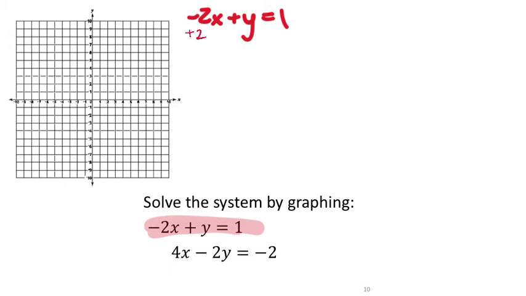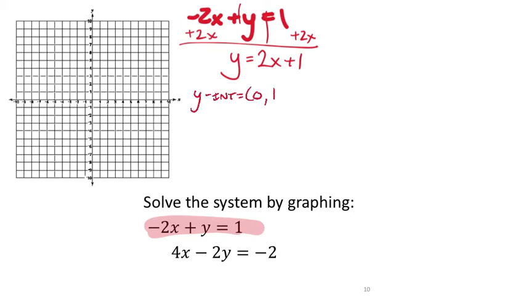Okay, but right here I'm going to add 2x to both sides. And that's going to do it for us because the y already has a phantom 1 there. So y equals 2x plus 1. It's not too bad. Then we need our y-intercept from slope-intercept form, which is at (0, 1) here.